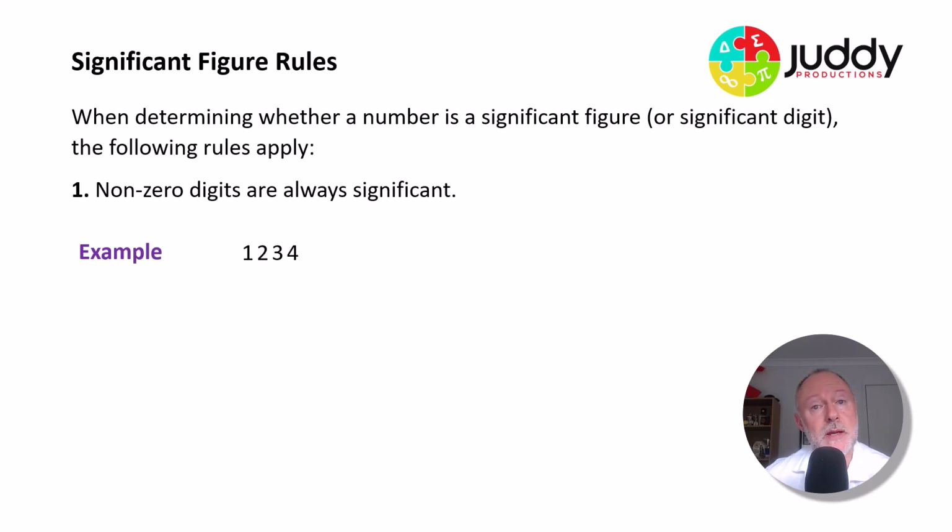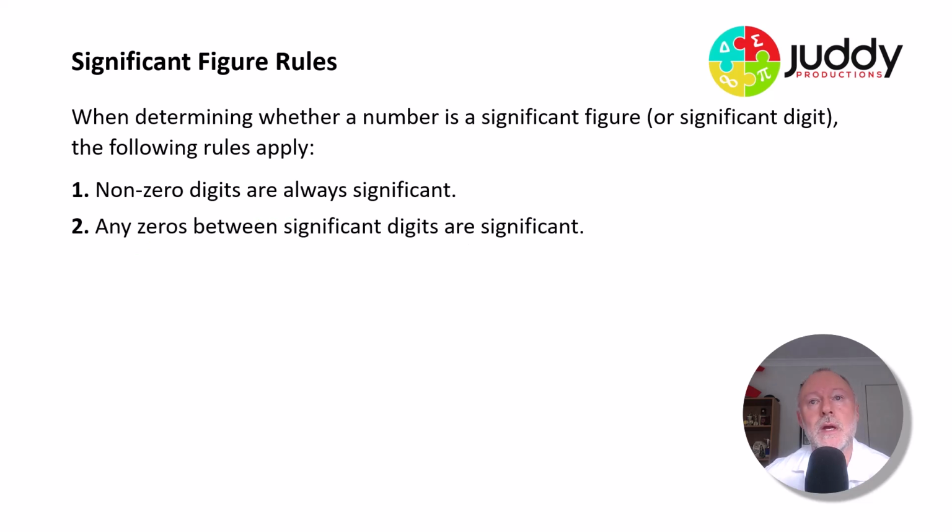So example here, in the number 1234, we can see that all these four digits are non-zeros, and as such, they all contribute as significant figures. So this number has four significant figures. Number two, any zeros between significant digits are significant. So here we have the example with the number 1004. And we see that the bookend digits, the 1 and the 4, are significant, which means all the zeros between significant digits are significant also. So all four of these values are significant. So this particular number has four significant figures.